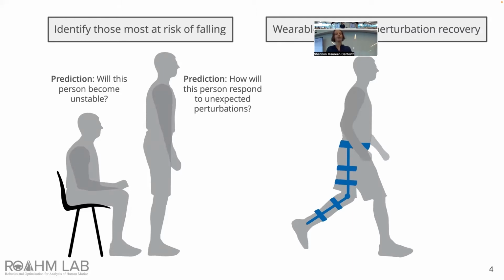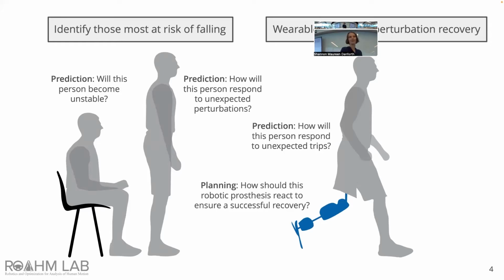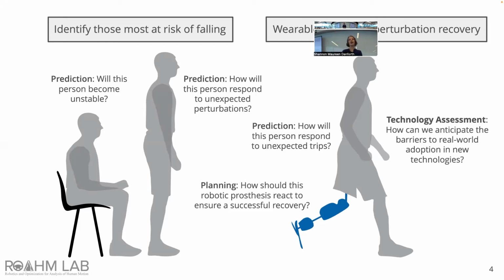Another way to prevent falls is to use wearable lower limb robots, such as exoskeletons, or lower limb robotic prostheses, in the case of the person having a lower limb amputation, to assist with stumble recovery. And in this case, we have questions such as, how will this person respond to unexpected trips during walking? And how can we plan robotic prosthesis behavior in order to react to the trips? And lastly, for all fall prevention methods, we're also interested in making sure we can address those barriers for clinical and real-world adoption.